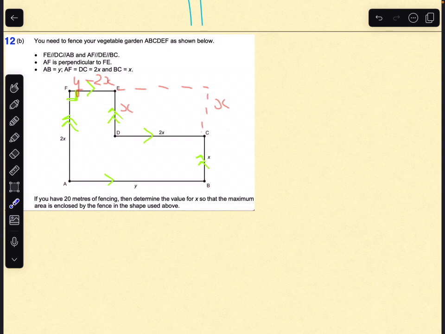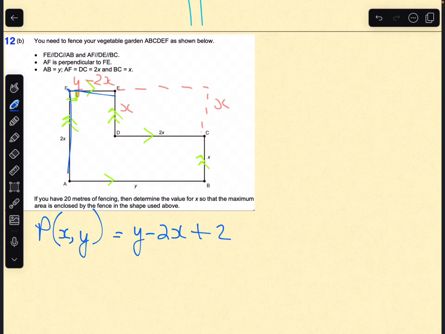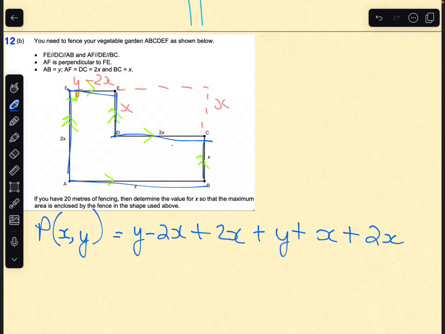Yeah, let's just go with it for now. So the perimeter of the shape is in fact a function of two variables, x and y. So that is going to be y minus 2x, which is that side, plus 2x, plus y, plus x, plus 2x, and lastly plus another x.